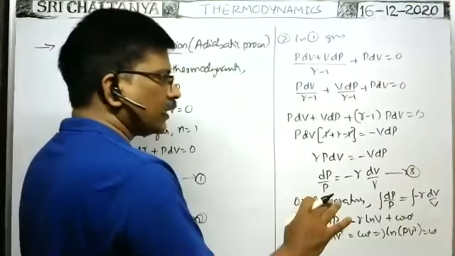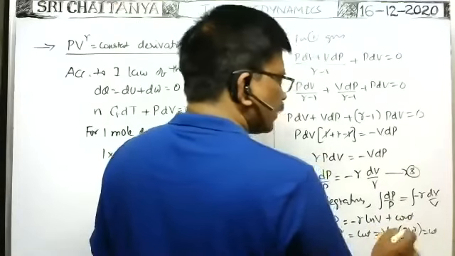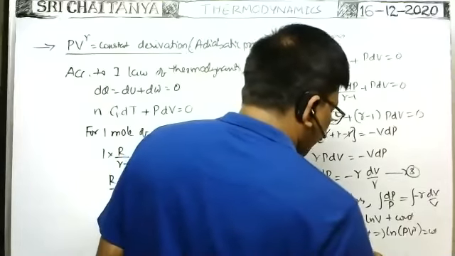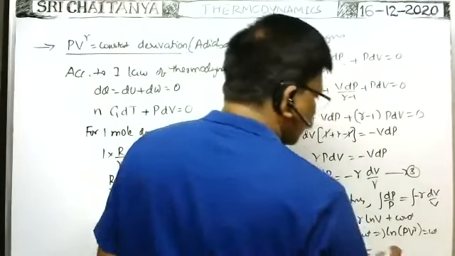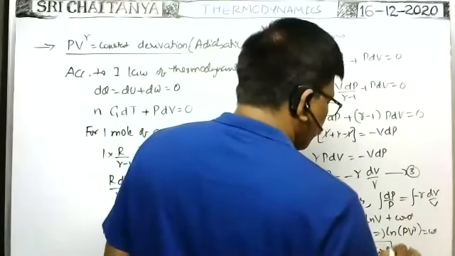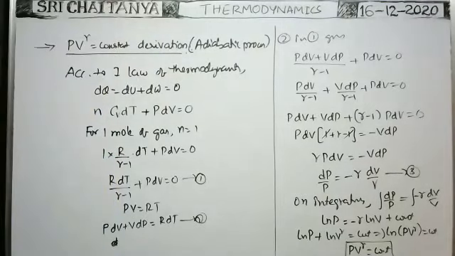Now you apply anti-logarithms on both sides, that means you have to eliminate the ln. Ln of something is equal to some constant, then when you apply anti-log, PV to the power of gamma is equal to some other constant. So this is the PV to the power of gamma relation.